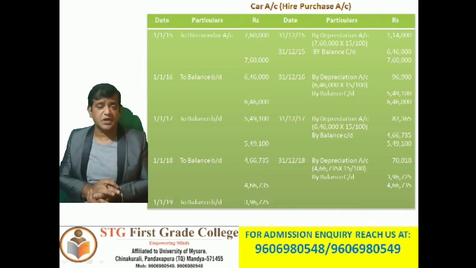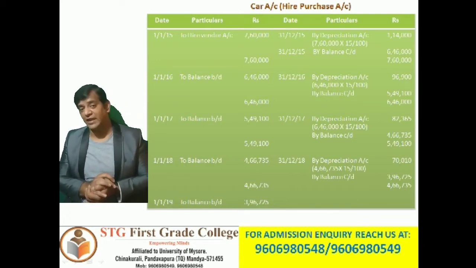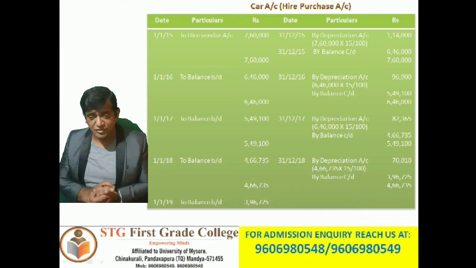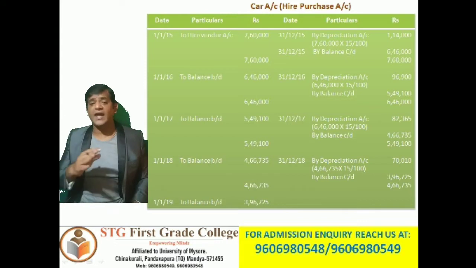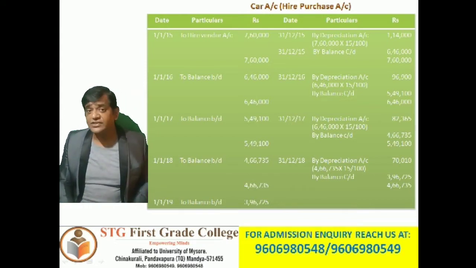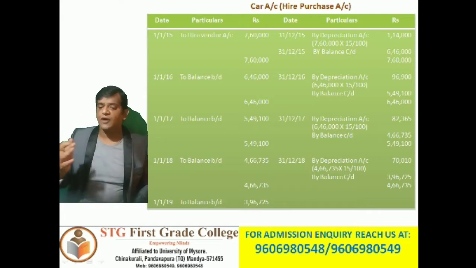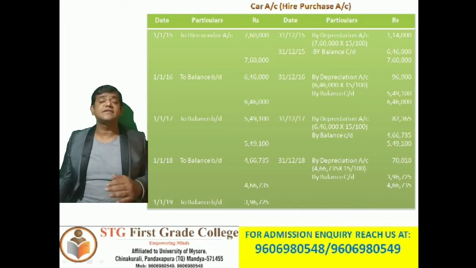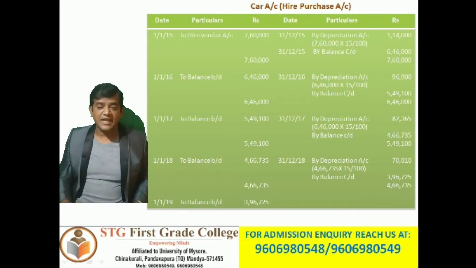So now brought down the balance. That is to balance brought down on 1/1/2018, 4,66,735. So at the year end in the credit side, 31/12/2018, by depreciation account. So calculate the depreciation. 4,66,735 into 15 divided by 100. So that comes to 70,010 rupees. So now deduct that 70,010 rupees from the opening balance. That is 4,66,735 minus 70,010.